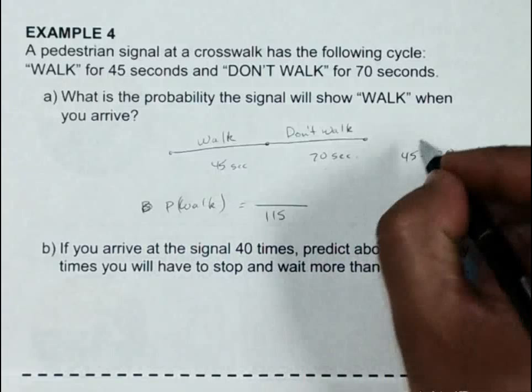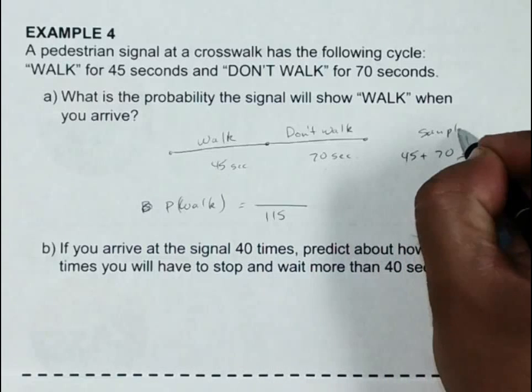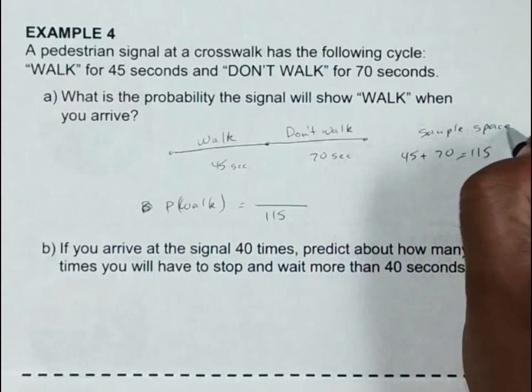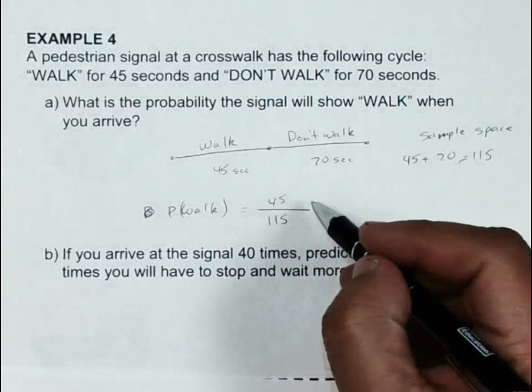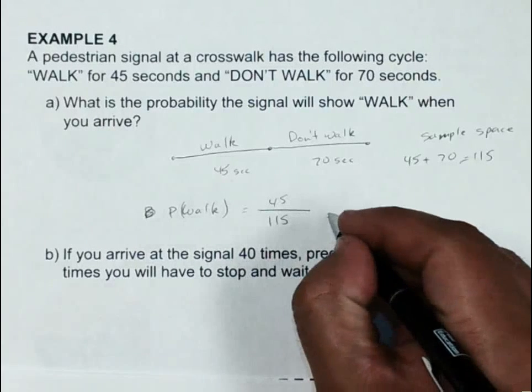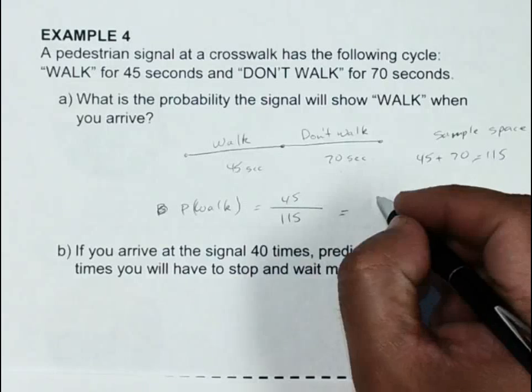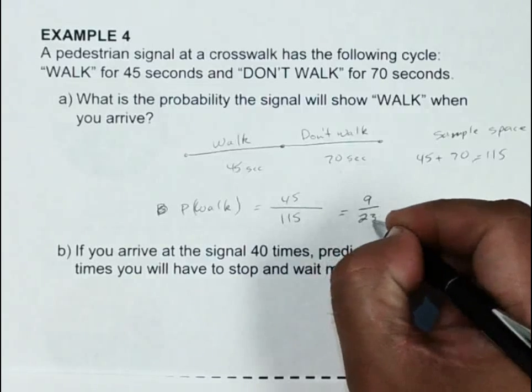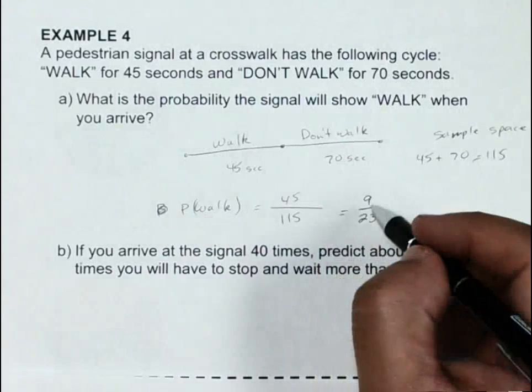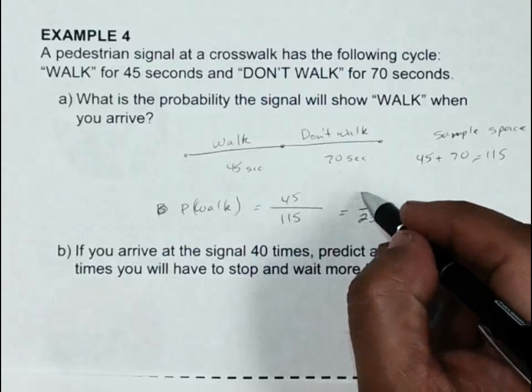That's your sample space. Then the amount of time that it shows walk would be the 45 seconds. So this would actually reduce to 9 over 23. So the probability that it will show walk would be 9 out of 23.